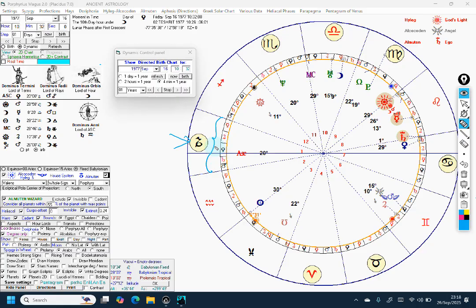Like, for example, if we take this case, the ascendant is 20 degrees of Capricorn, and the ascendant actually is in the bounds of Venus. So that's how you will read it. The ascendant is basically in the bounds of Venus.